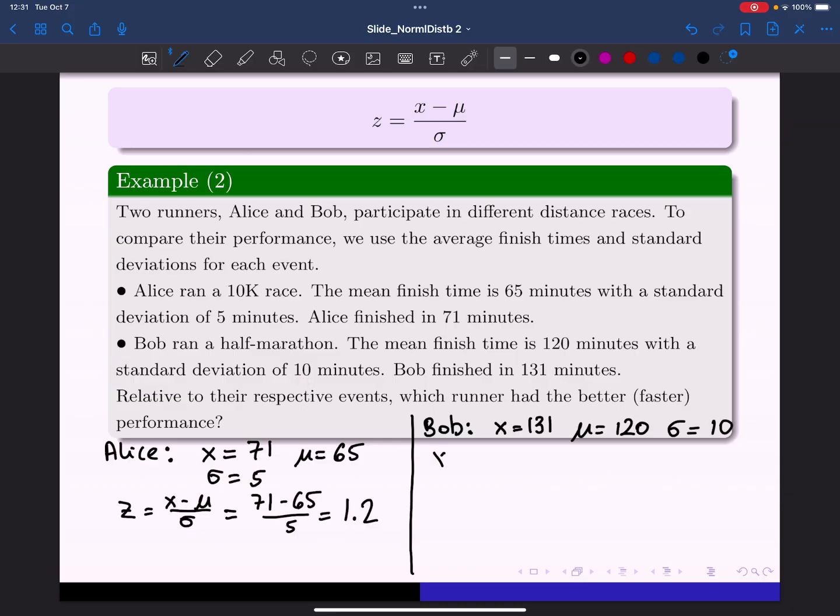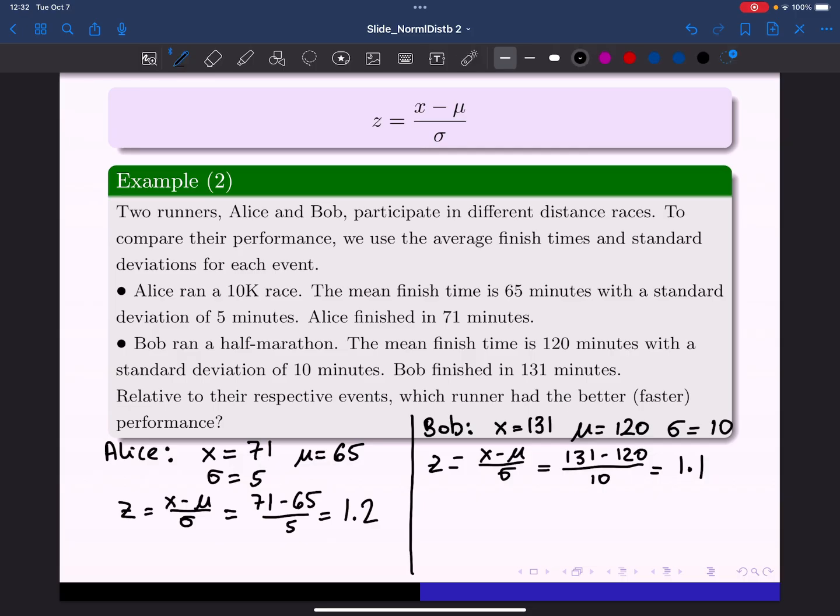So if I use the same formula, z-score is equal to x minus mu over sigma. We substitute 131 minus 120 divided by 10. If I calculate this correctly, this comes to 1.1. What does that mean? That means that Bob's finish time is 1.1 standard deviations away from the mean.